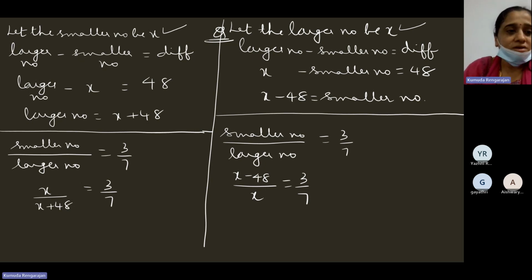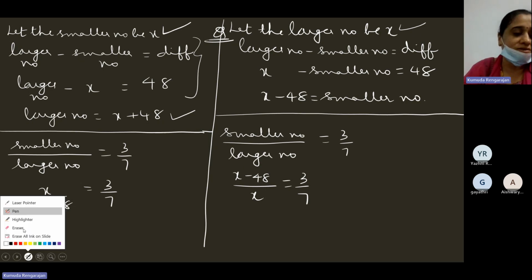So write this. Larger number minus smaller number is the difference. You have called the smaller number as x, right? So what will be the larger number? X plus 48, you can see here. When you substitute, you get x plus 48. So if you call the smaller number as x, the larger number is x plus 48. This is the assuming part. I'm not constructing equations here. This is just for you to understand how we get the larger number as x plus 48.